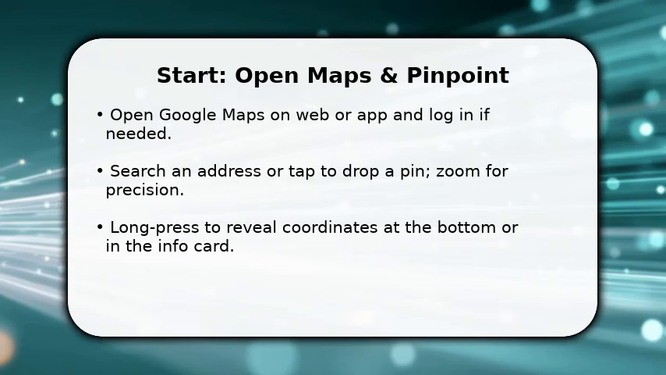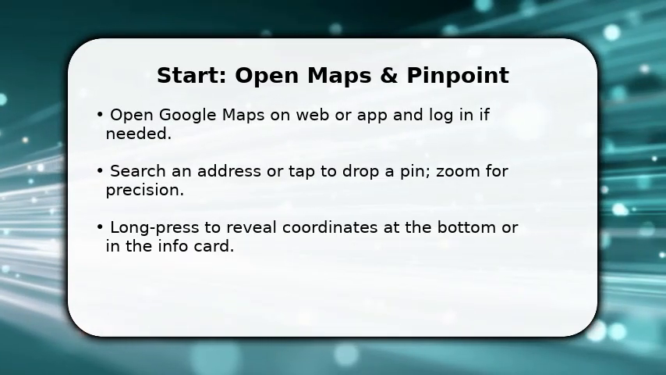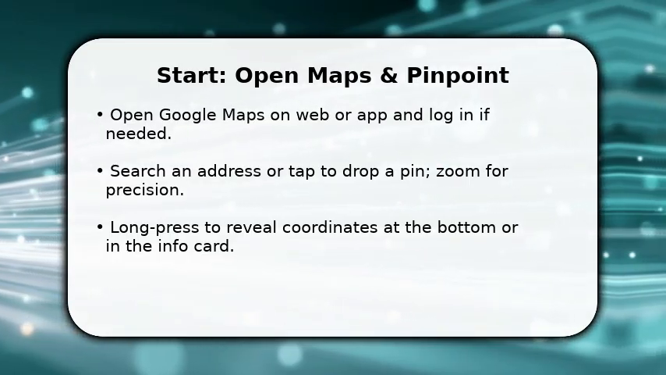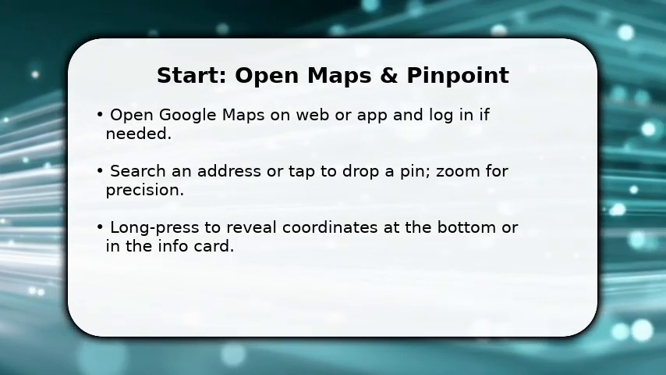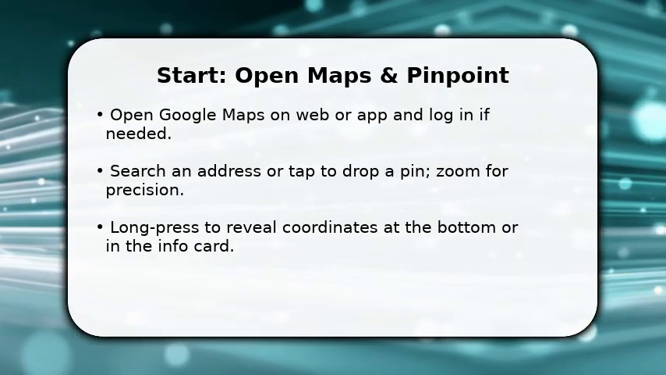Enjoy the video. You begin by opening Google Maps on the web or app and locating your general area. Tap or click where you want the coordinate. Long press on mobile or right-click on desktop to drop a pin. Once the pin appears, look at the info card or bottom bar to read the latitude and longitude.